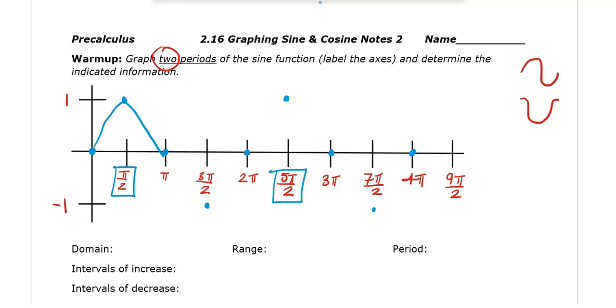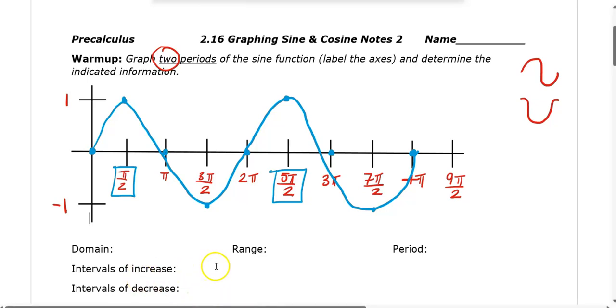So I have this graph going kind of like that. I hate how it always deletes that. Okay, so that's what I have for my graph. That is 2 periods of my sine function.